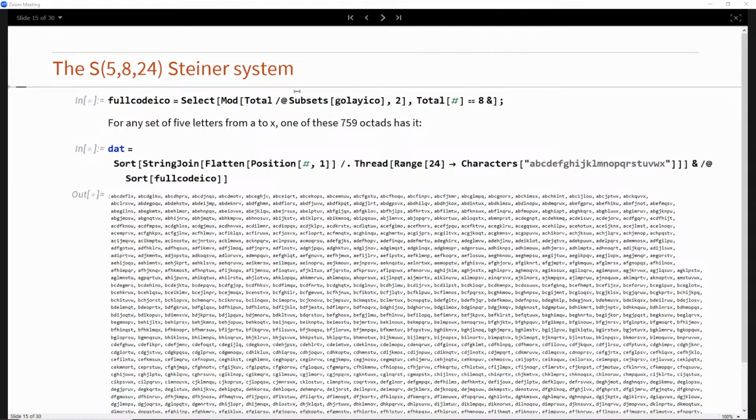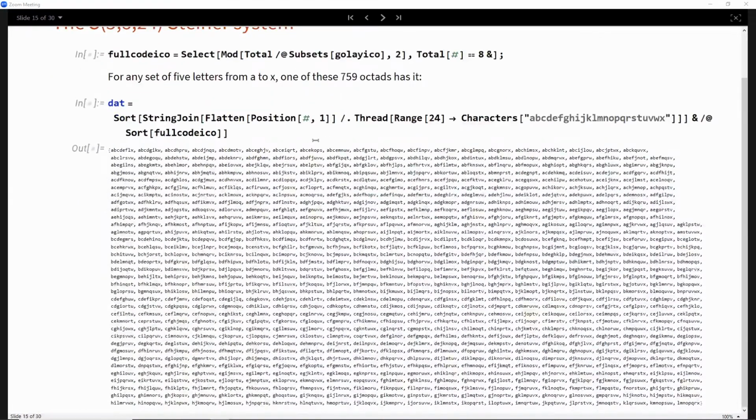The full code can make a 5-8-24 Steiner system, which is sort of unique in all of coding theory. There's nothing else quite like it. And for any set of 5 letters from A to X, one of these 759 octads has it. For example, ABCE is in this first one. ABCDG is in this one. And you can check for any set of 5 letters. It's in one of these codes somewhere.